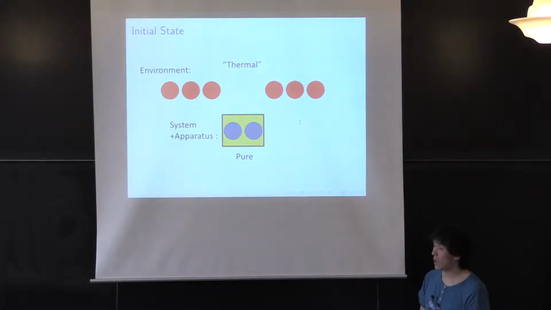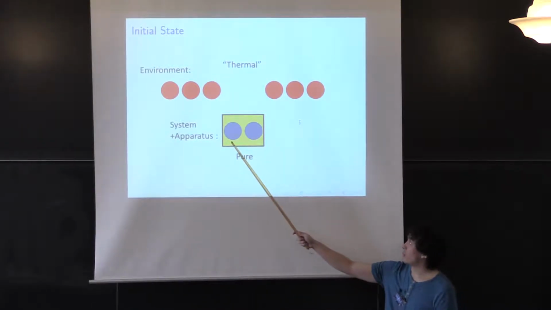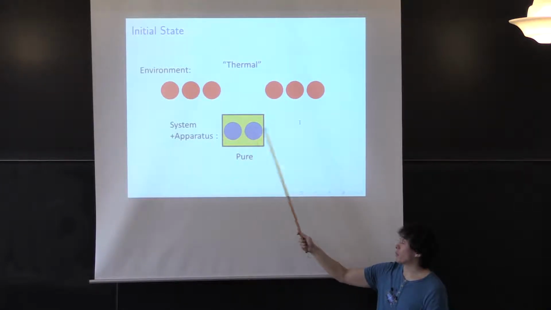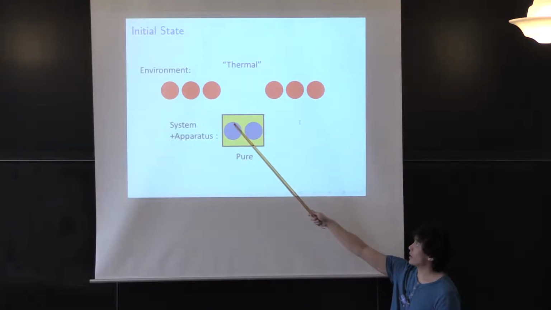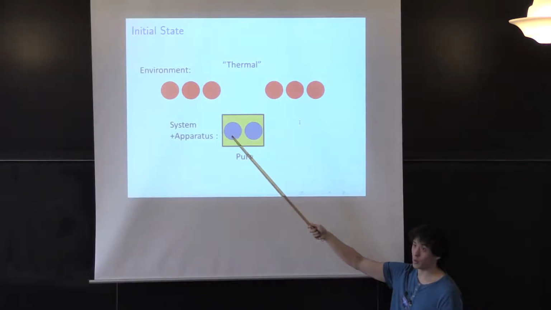It's a little less trivial after I do the tracing out. But now I should specify what the initial state is. So the initial state, in the spirit of the type of discussion I was doing earlier in terms of entropy and decoherence, I'm taking my system and apparatus qubits and putting them in an initial pure state. And then I'm putting the rest of my qubits in a quote-unquote thermal state.